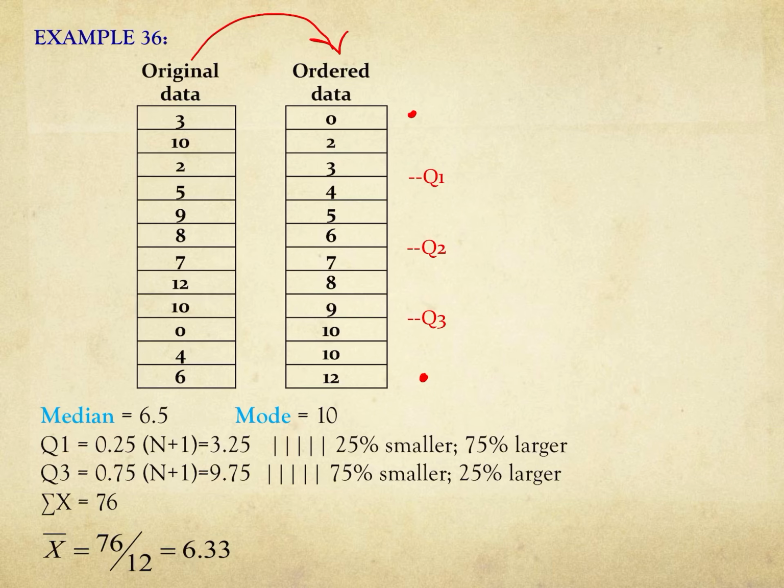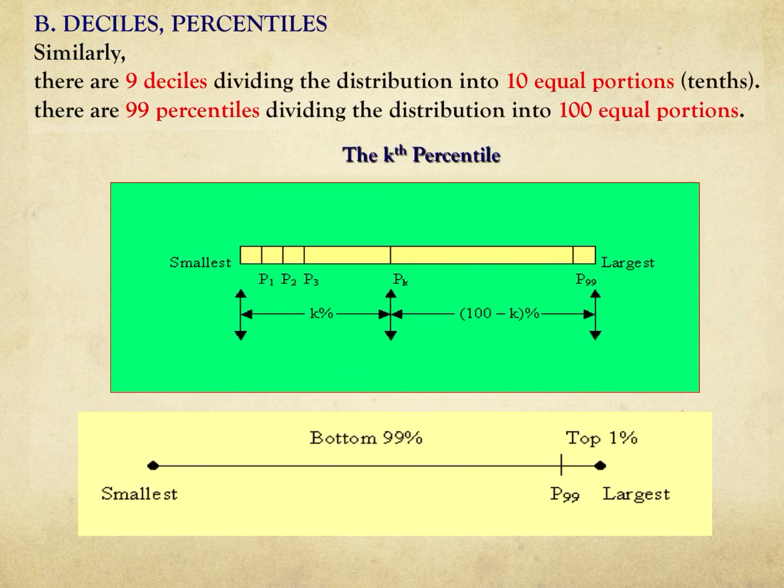It should go without mention that our Q2 will then be 0.5 times n plus 1. If we calculate that, you see that the value you get is the same as the median. Take note of that.